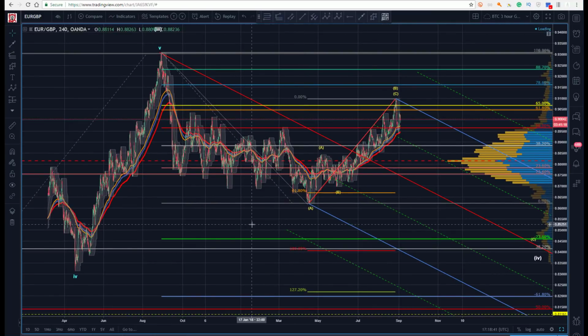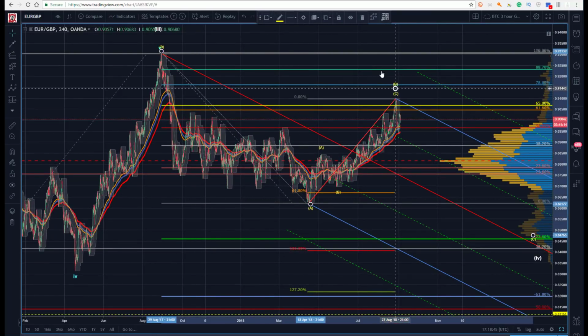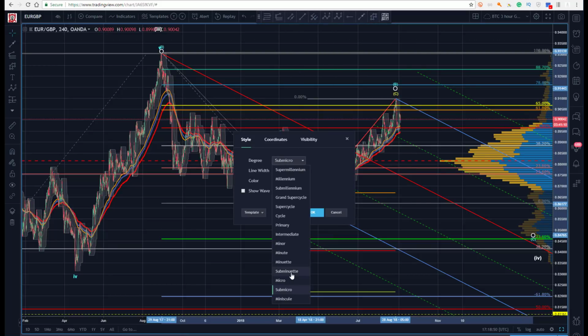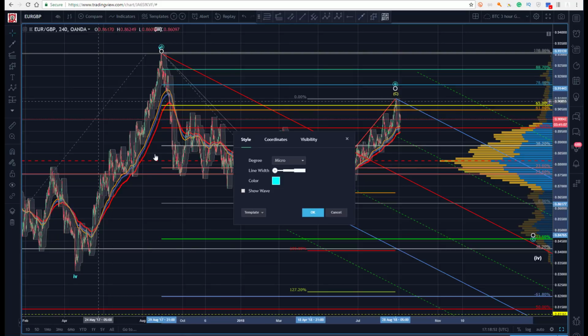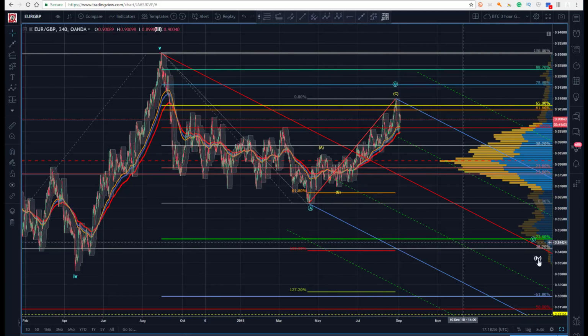All right, so potentially now there's the A, B, C into the B wave. I guess I'll take that up. Let's go to blue. We'll go up a degree. So it makes sense, right? Okay, so there's our A, B, C into a proposed B wave.